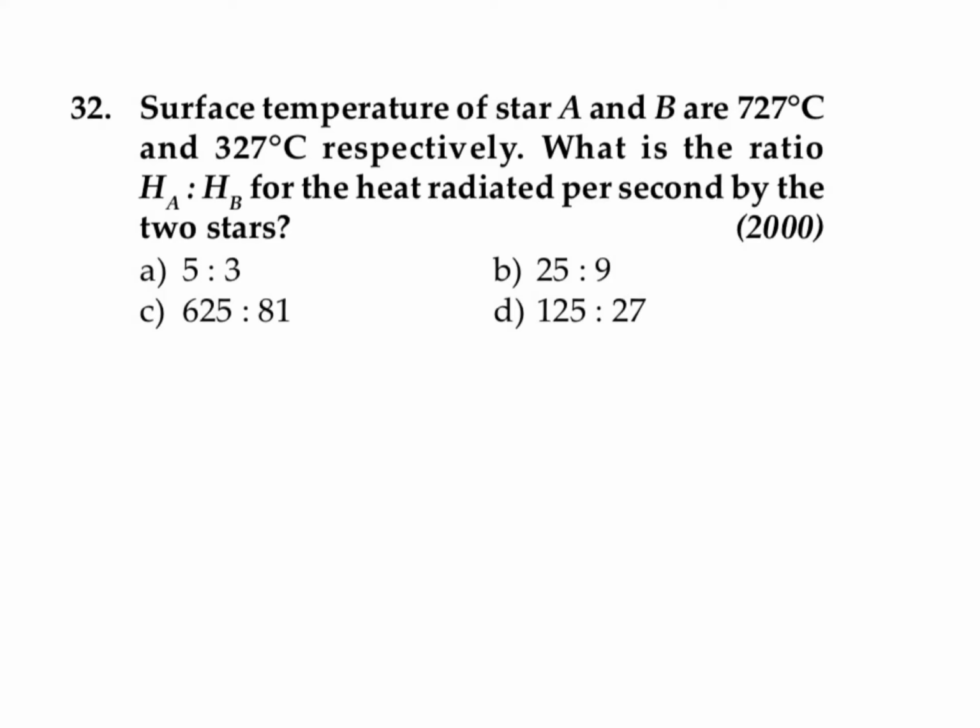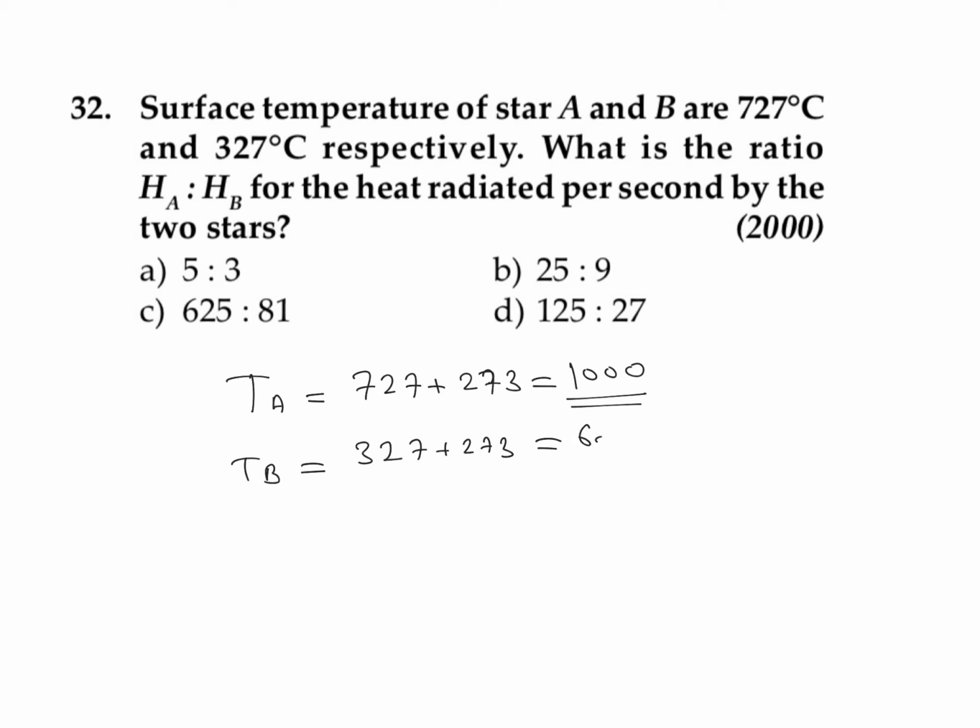Surface temperatures of star A and B are 727 and 327 degrees Celsius respectively. So we can write the temperature of star A as equal to 727 plus 273 to convert it into Kelvin scale. So we'll get TA equal to nothing but 1000. And for the second one, TB is equal to 327 plus 273. So you can write that is equal to nothing but 600 Kelvin.